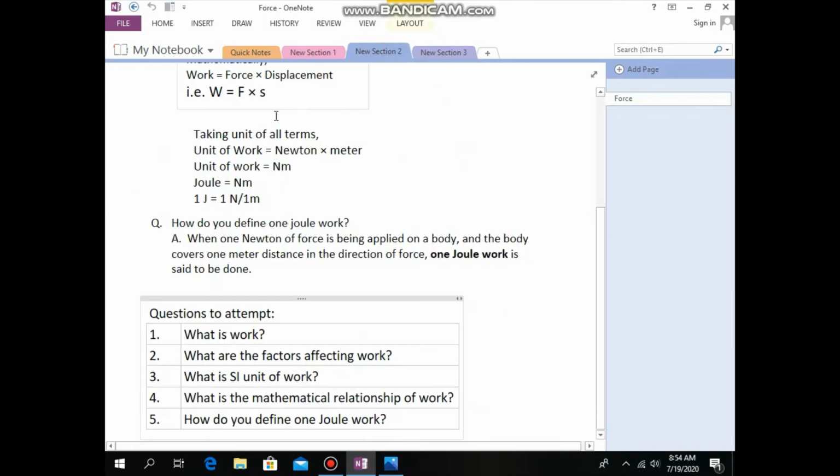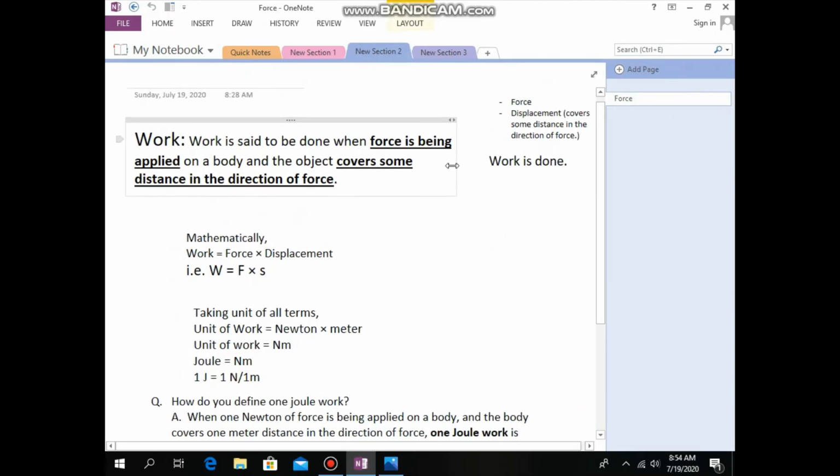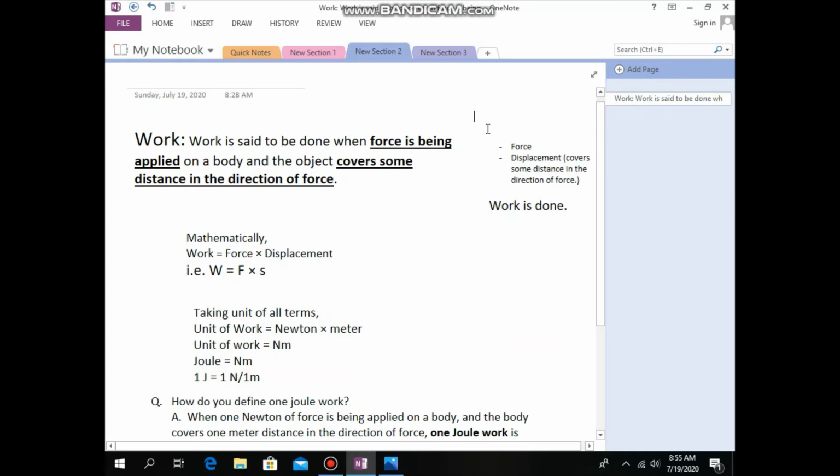Okay, firstly you defined work, then you listed the factors affecting work. Well, these are the factors affecting work. Okay, these are the factors affecting work.